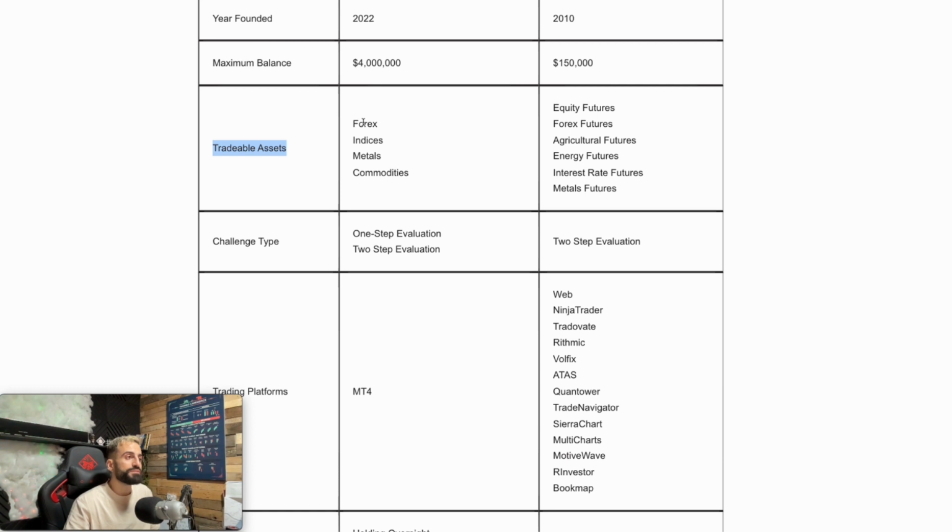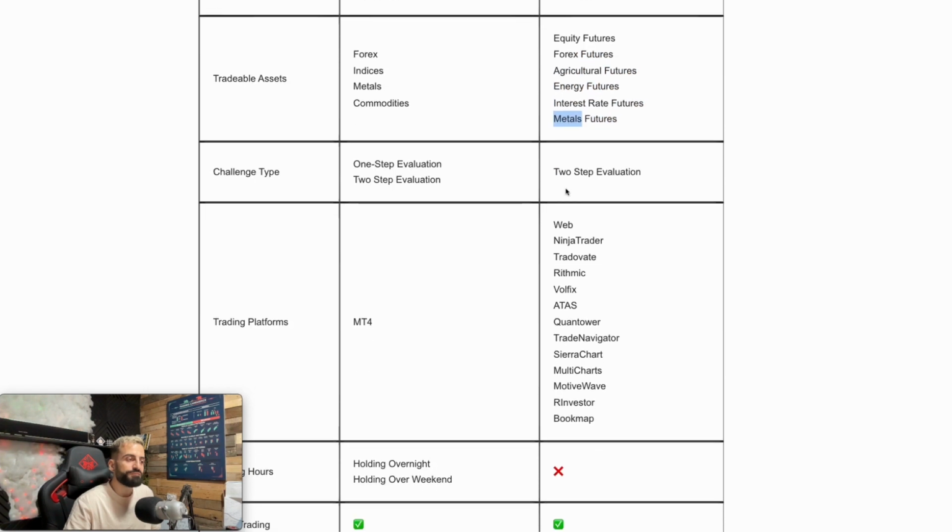Tradable assets: you can trade Forex, indices, metals, and commodities with FundedNext, and most of the futures, like the Forex futures on the CME. For Topstep: equity, Forex, energy, interest rate, and metal futures.